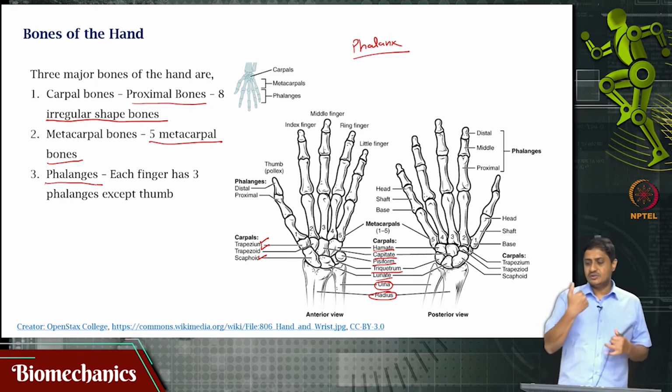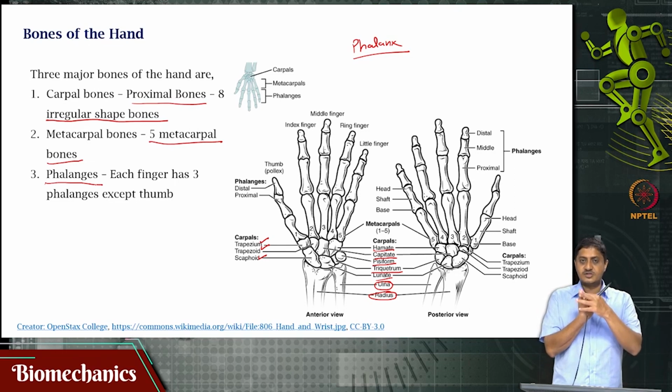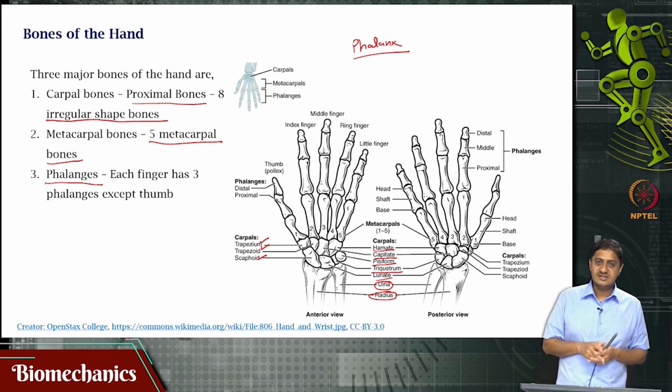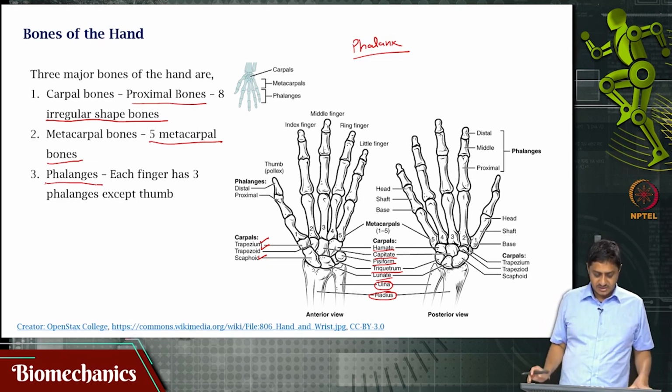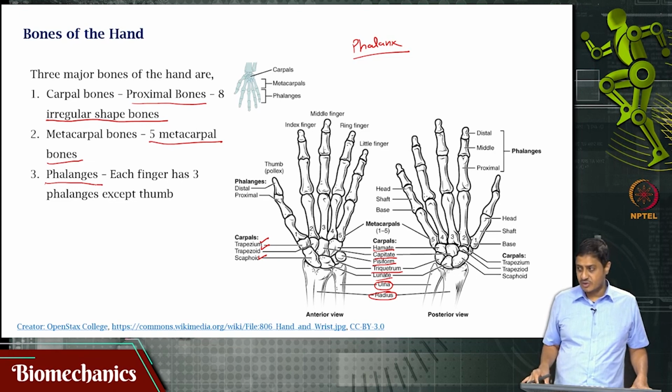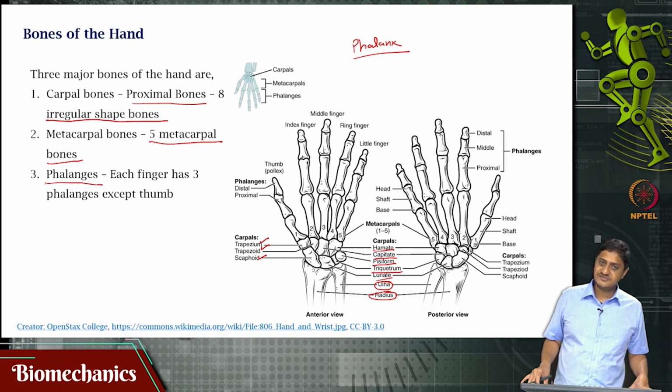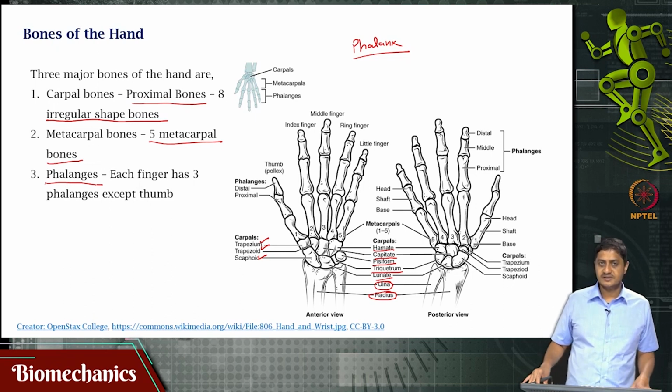The thumb has only two phalanges, one called the proximal phalanx, the other called the distal phalanx. There is no intermediate phalanx in the thumb. So, if I were to count, how many phalanges will I have? I will have 3 times 4, there are 4 fingers and 3 segments in each of them. So, I will have 12 total phalanges for the 4 fingers, and 2 more phalanges for the thumb. So, I have a set of 14 phalanges.